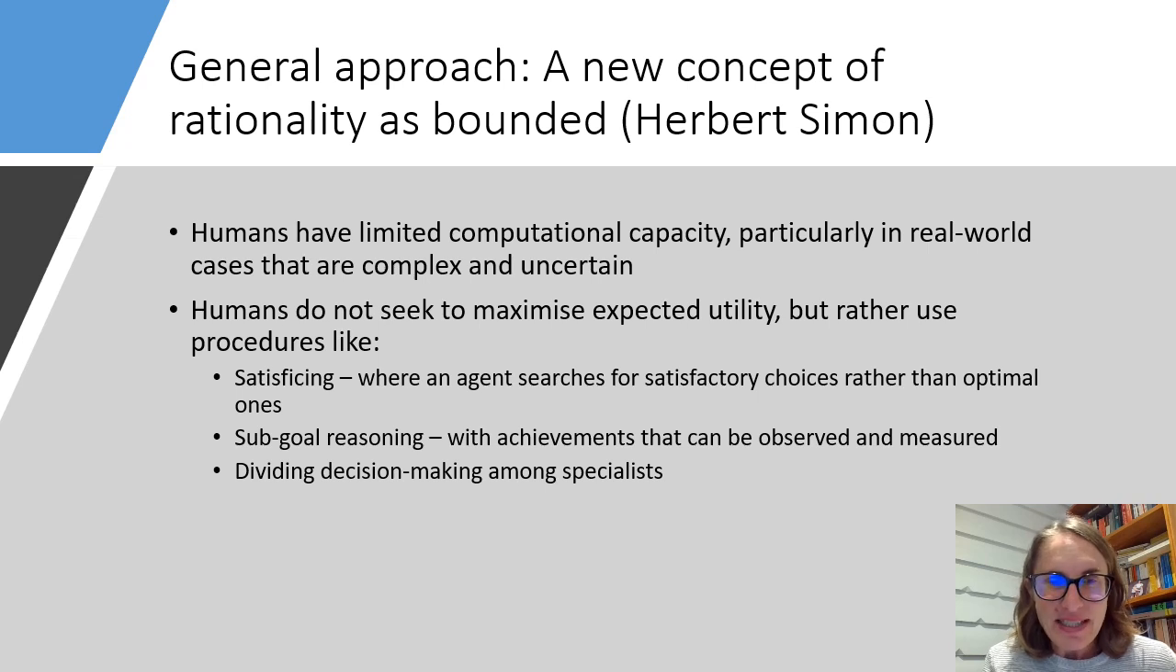And not just satisficing, but also sub-goal reasoning. So if it's the case that we can't maximize the utility in our utility functions, what we might do instead is determine particular goals that we want to achieve, which can be observed and measured, that are more realistic for us to aim for. And we might also divide decision-making among specialists so that those tasks are contained and more achievable. So that's from your Herbert Simon reading, your required reading for today.